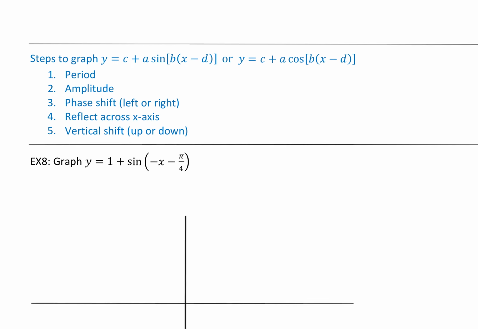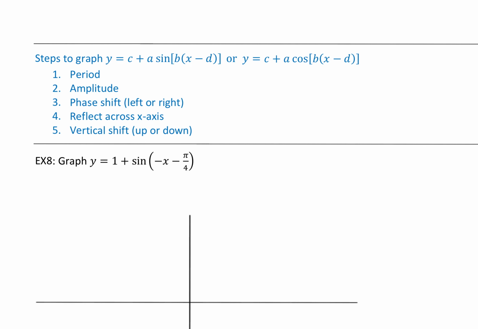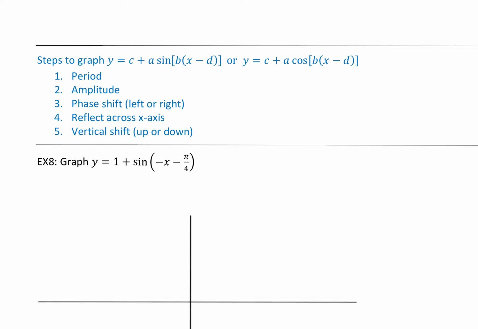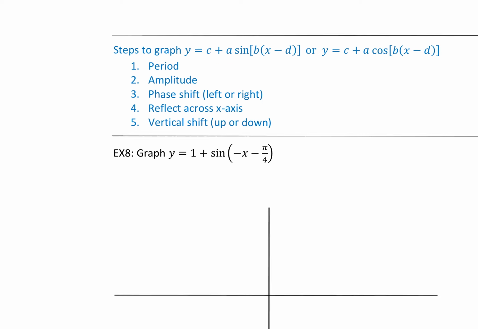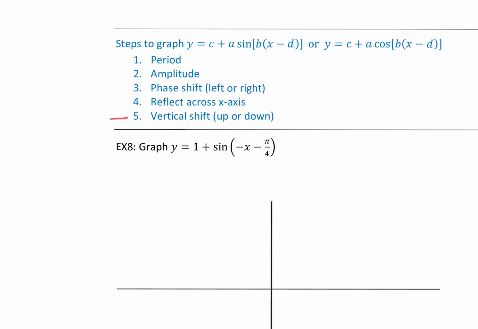Let's look at, in general, the correct order that you should graph. And the only real issue here is number 5. In number 5, that would be the vertical shift up or down. That has to be last. All the other transformations can be completed in any order that you wish.